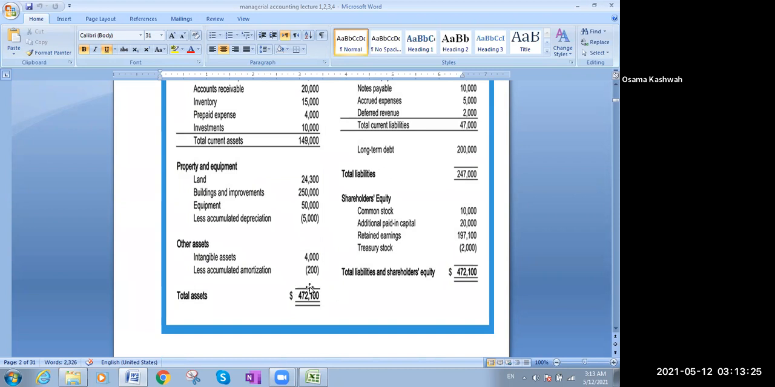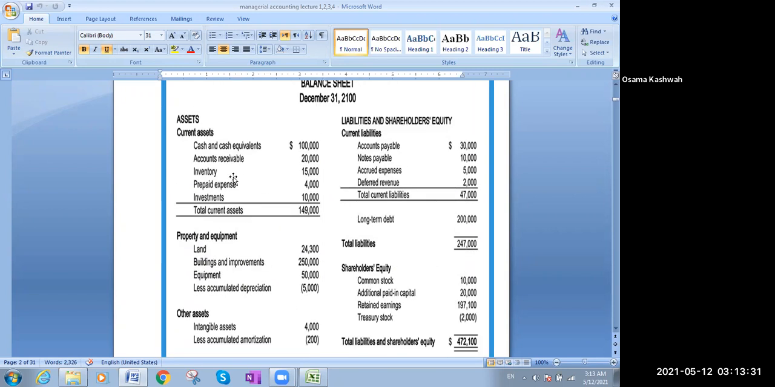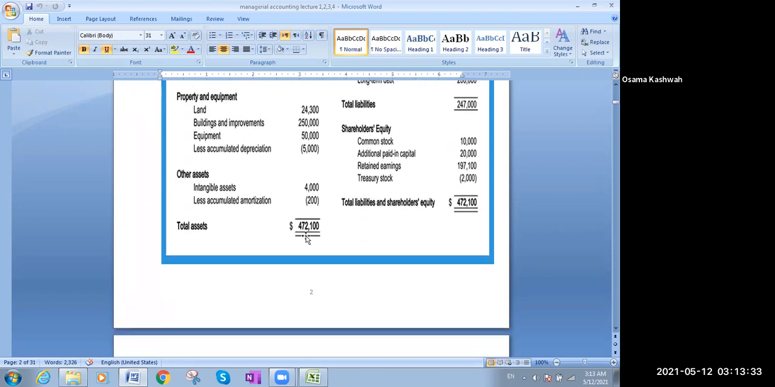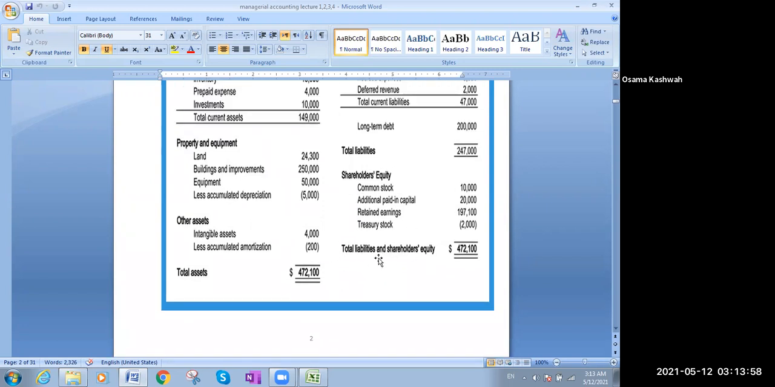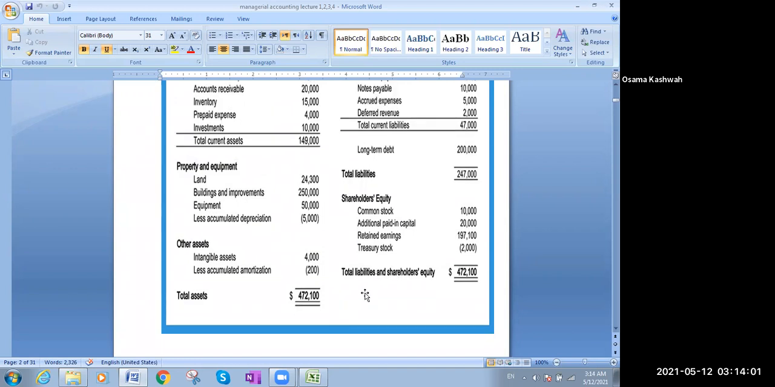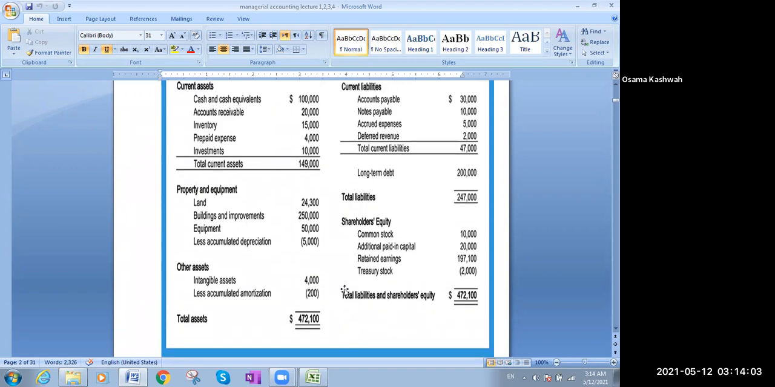Also, I want to tell you that the balance sheet must be balanced. It's even from the name itself, balance. As we see here, the total assets, 472,100, will equal the total liabilities, which is also 472,100, the same number. So they must be the same. How about if one of them becomes larger than the other? If the assets are more than the liabilities, then we put the remainder, or the balance, in the capital account.